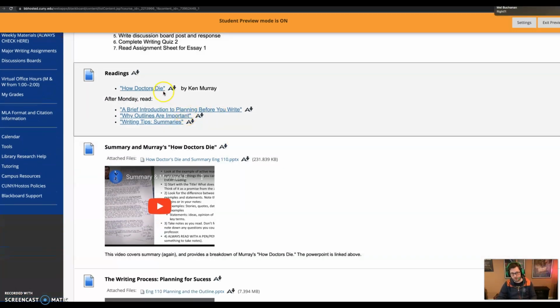Here are our readings for this week. The most important reading is How Doctors Die by Ken Murray. This is the essay on which you will write your paper. So it's very important to read this essay and make sure that you understand it front to back. It's not particularly long, but it's important that you really dive into it and pay special attention. When you read How Doctors Die by Ken Murray, make sure that you're looking for his main idea and then how he supports that main idea by using details and examples.